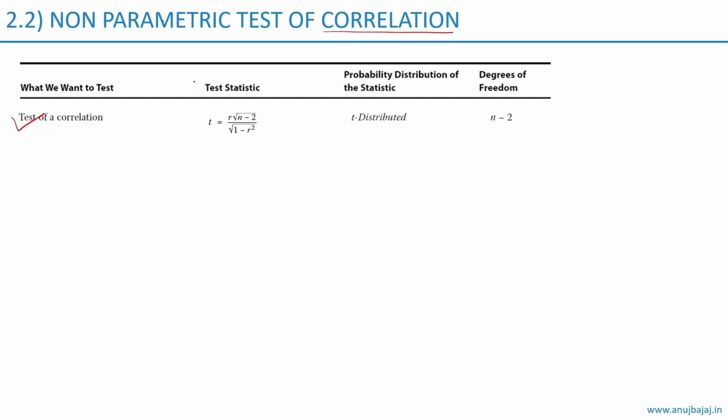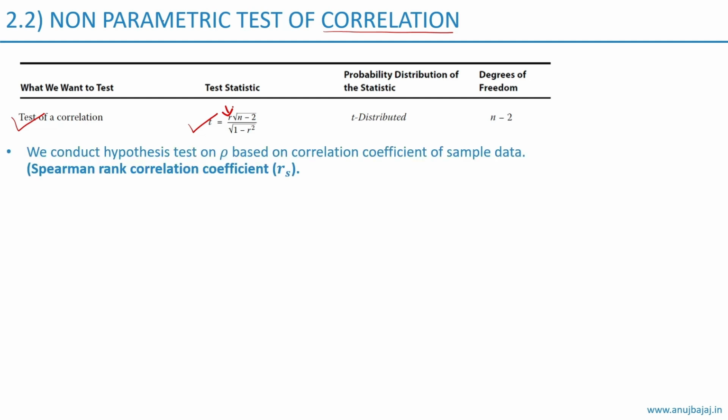The test statistic that we used in the parametric test is also used here, but the difference lies in the correlation that we use. In the previous test that we conducted, we used the Pearson correlation coefficient, or we also call it the parametric correlation. Here we conduct the hypothesis test using the Spearman rank correlation coefficient, and we represent this by r subscript s. And this is the formula of the Spearman rank correlation coefficient.